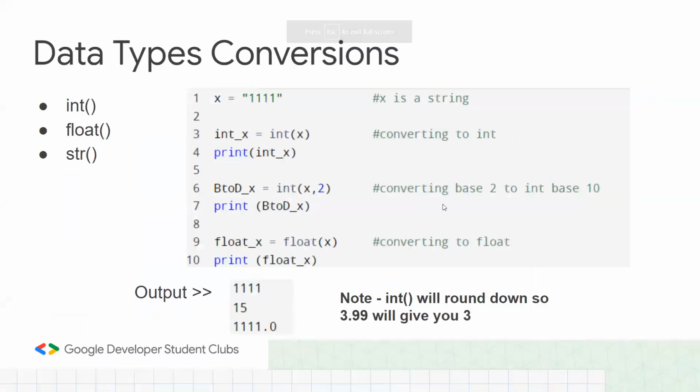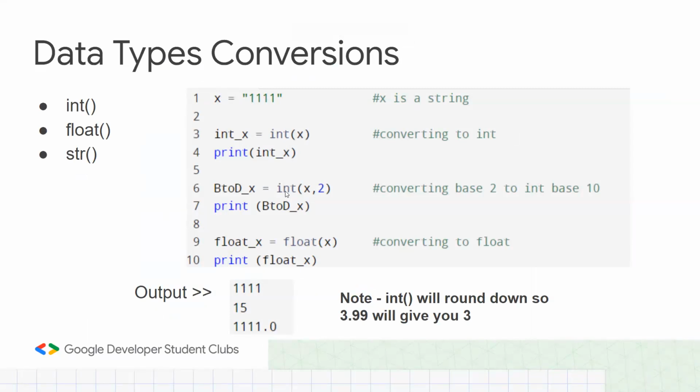Basically, one last thing I want to mention is data type conversions. You can use the int, float, and string functions in Python to convert numbers into different types. So x here is a string of 1111, since it's surrounded by quotation marks. If you want to convert that into an integer, you can use the int function. When you print int_x, as you can see, the first output here is 1111 as an integer instead of a string.